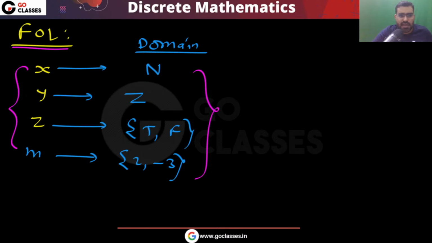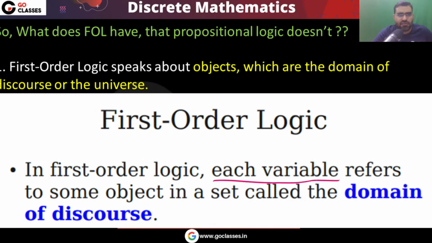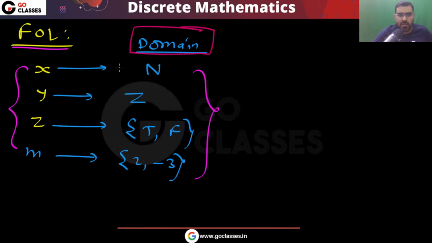Every variable can have a domain, and remember, different variables can have different domains. Okay, so this is the idea about first order logic. Every variable, whatever variable you take, refers to a domain. It refers to a set from which it can take values, and that is called the domain of that variable. And remember, different variables can have different domains. Like these are the different variables, they are having different domains.